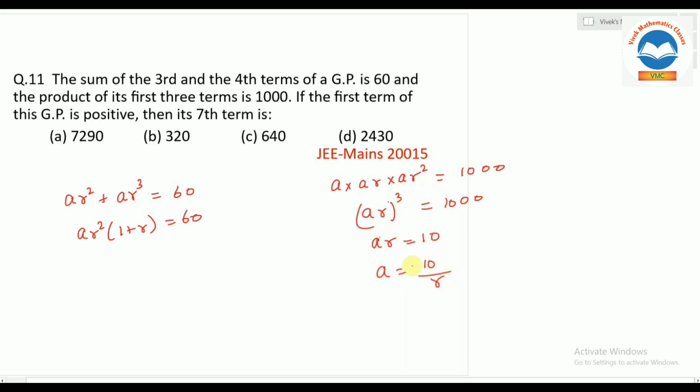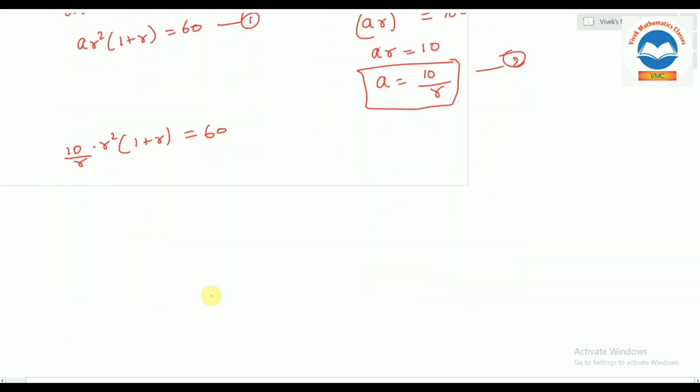So what will be our a value? 10 by r. What we will do? We will substitute this a equal to 10 by r in equation number 1. This was your equation number 1. So what you will get? We will get 10 by r into r square into 1 plus r will be equal to 60. Now this we need to solve.